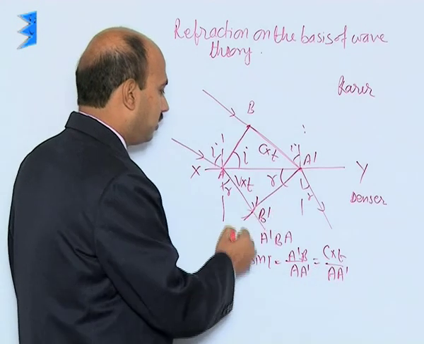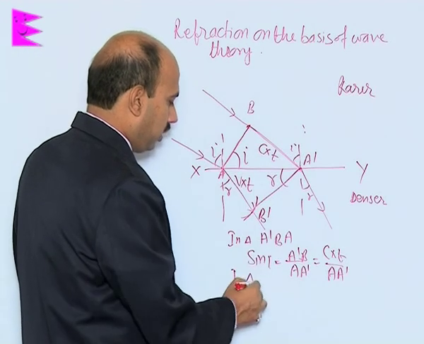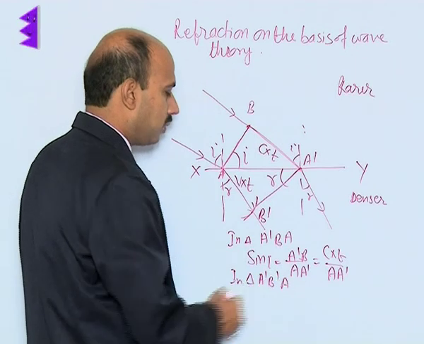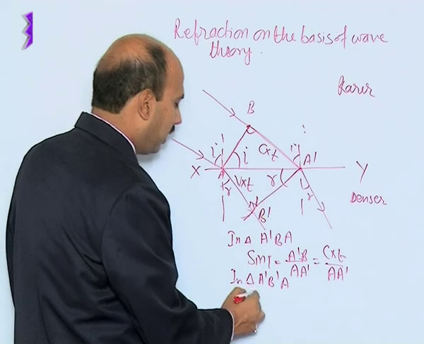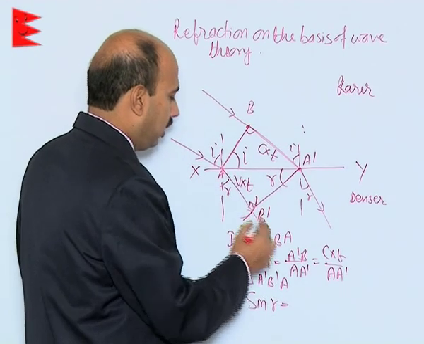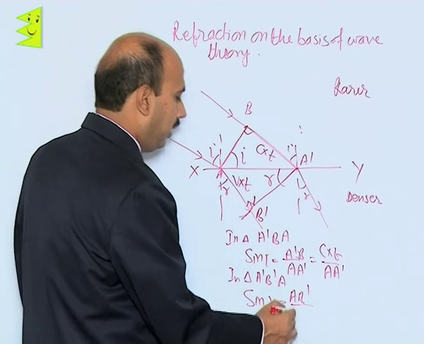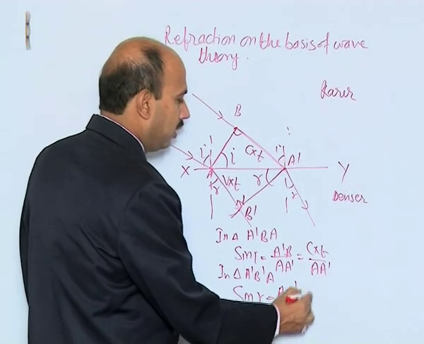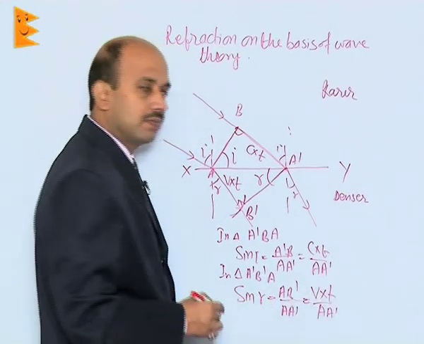Similarly, we can write in triangle A dash B dash A, which has a 90 degree angle here, sin r is equal to AB dash upon AA dash. Now, AB dash is equal to v into t. So, we can write v into t upon AA dash.